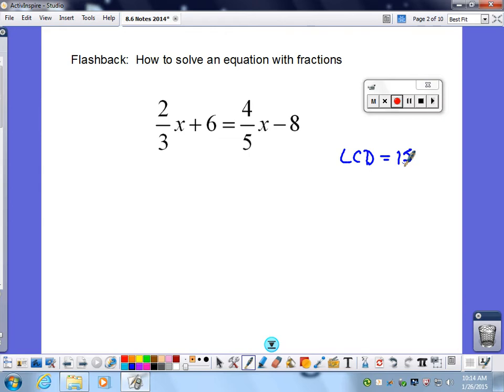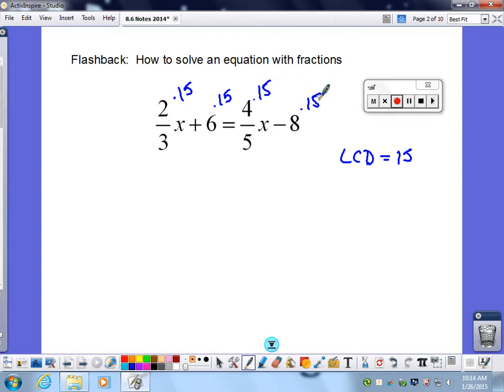So I'm allowed, as long as I do the same thing to both sides of my equation, to multiply every expression up here times 15. And what that does for me is it gets rid of the fraction. So I no longer have a fraction. All right, so let's do that. Let's multiply every expression up here times 15. All right, and let's simplify.